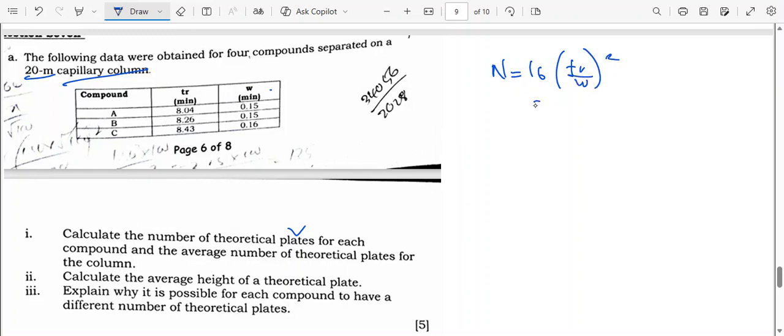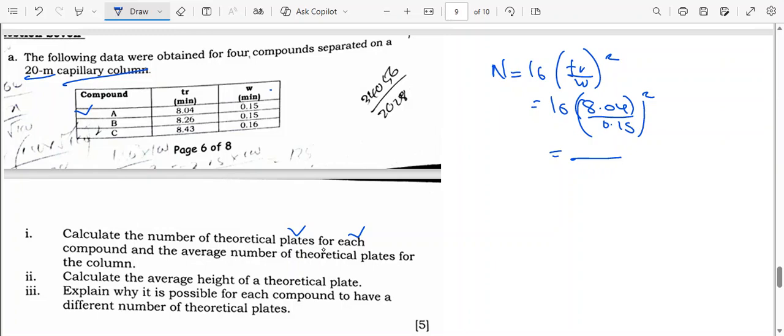So I'll demonstrate for the first one. We have 16 there. Calculate the theoretical plates for each. Let me get for A. So we have 16. The tR there is 8.4 over W, which is the width in minutes, that is in short 0.15. Then squared, times 16. I don't have a calculator with me, but you find the answer. You do the same for the others.